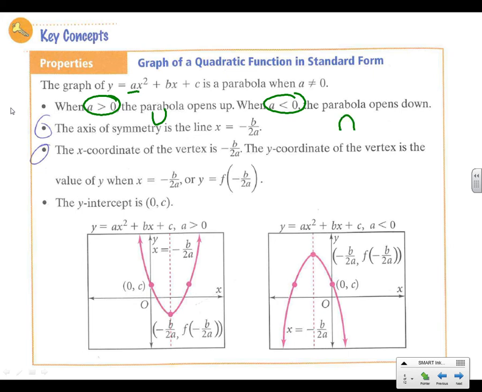Okay? The axis of symmetry is x equals negative b over 2a, which means that also at the vertex, the x value is negative b over 2a, and the y is whatever happens if you plug that x back in. That's what this means, the f of negative b over 2a. That means take whatever you get for x, plug it back in for y to find the vertex, okay? And the y-intercept is always at 0, comma c. So a lot of times that's going to be your second point, and we can find our third point using symmetry. Okay, so 0, comma c comes in very handy in a lot of these problems.